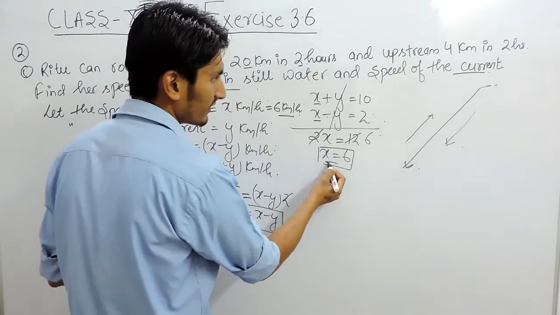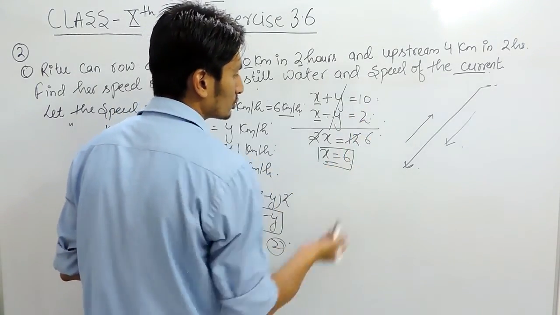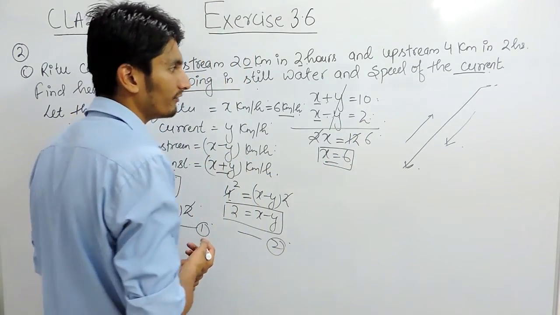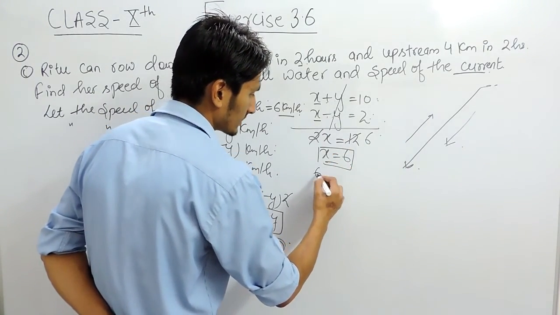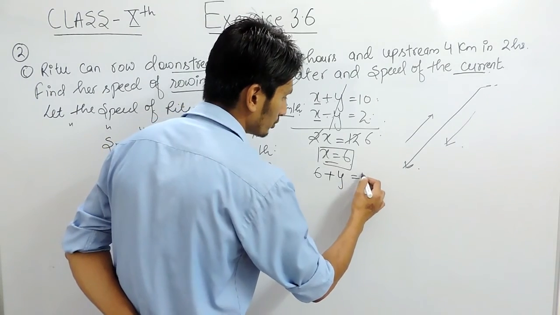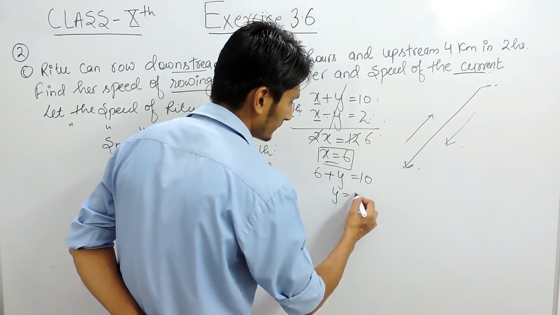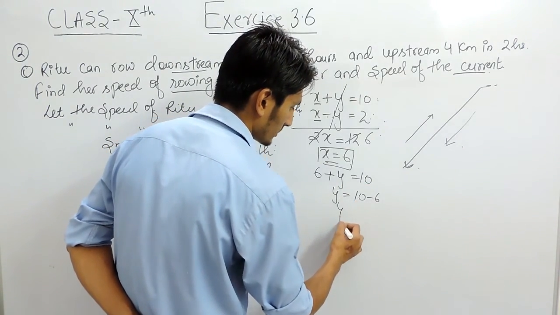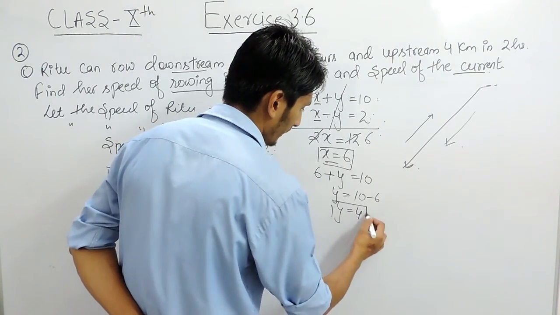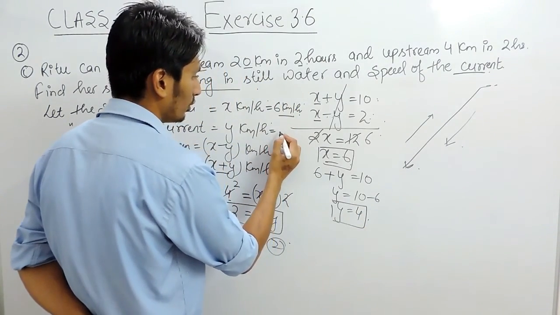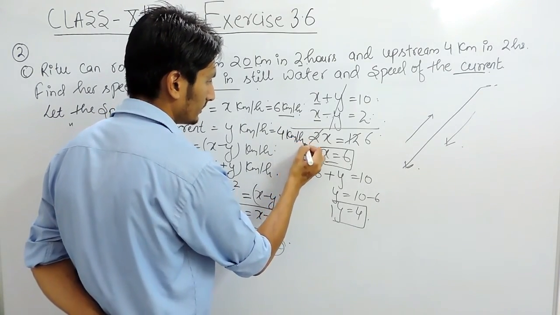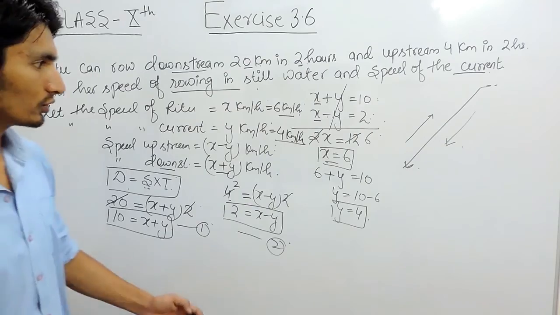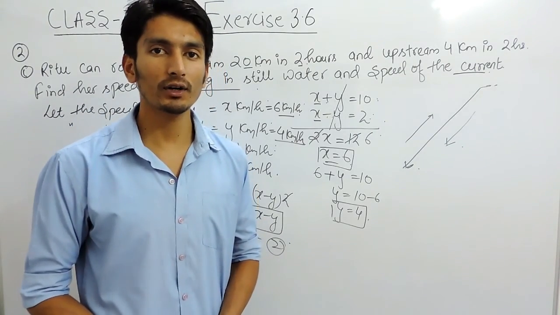Now you can substitute this value in any of these equations so that you would be able to find the value of y. So let's substitute this in the first equation. So this is 6 plus y equals 10. So the value of y must be equal to 10 minus 6, which is 4. So here the speed of the current should be equal to 4 km per hour. So this is how you can solve this particular question.